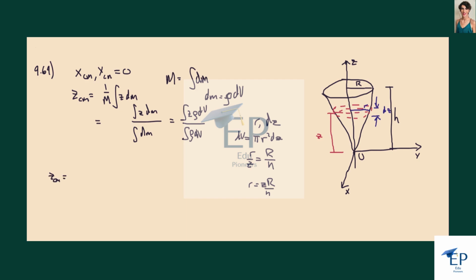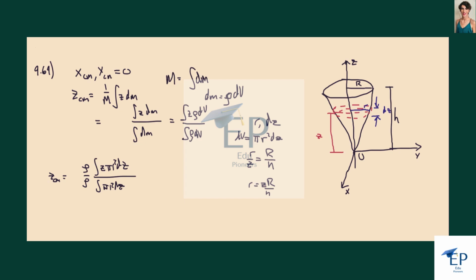So z center of mass component here is now given as rho, which we can pull out as a constant on both integrals, integral of z pi r squared dz over integral of pi r squared dz.